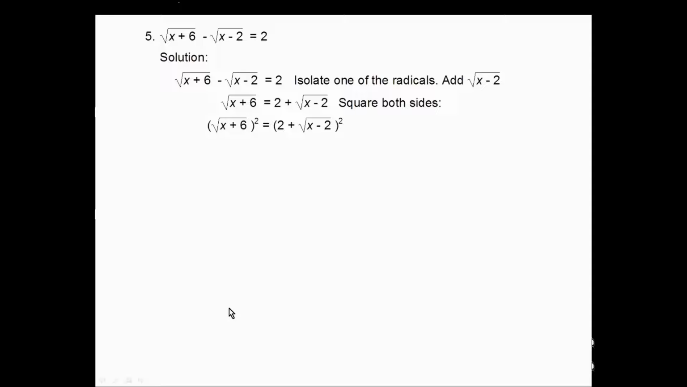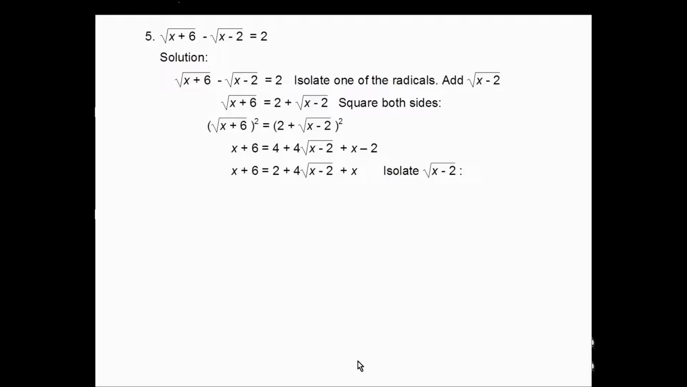The left-hand side becomes x plus 6. On the right-hand side, square the first term. Then I want twice the product. The product is 2 times the square root of x minus 2. Double the 2 gives me the 4, 4 times the square root of x minus 2. And when you square the last, the radical goes away. I can combine some terms on the right. 4 minus 2 is 2. So I'll have x plus 6 is equal to 2 plus 4 times the square root of x minus 2.